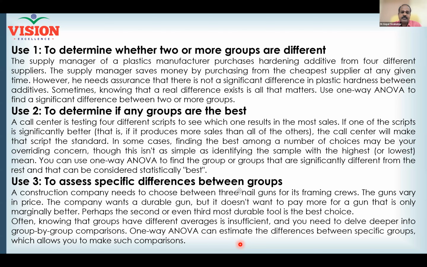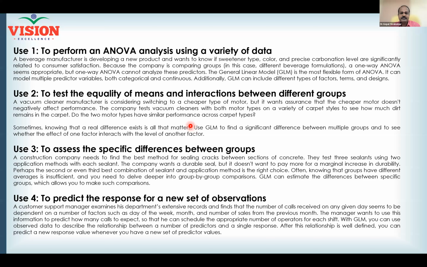I think your screen is still displaying the prior examples. Oh, really? ANOVA. Yeah, it's showing only 1, 2, 3. Okay, now? It's coming up. Yeah, now it has changed. It is okay. Thank you.